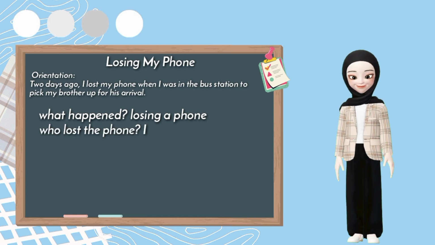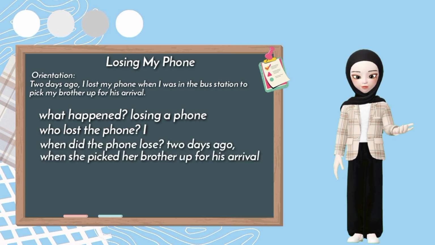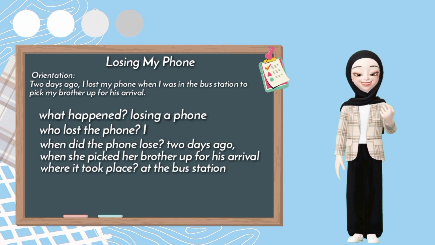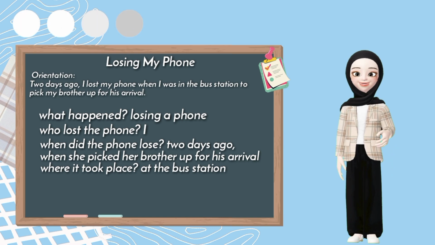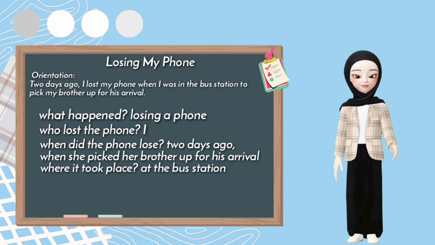Who lost the phone? The subject I. It means the writer itself. When did the phone get lost? Two days ago when she picked her brother up for his arrival. Where did it take place? At the bus station. So here you have to give a complete introduction in the orientation part.